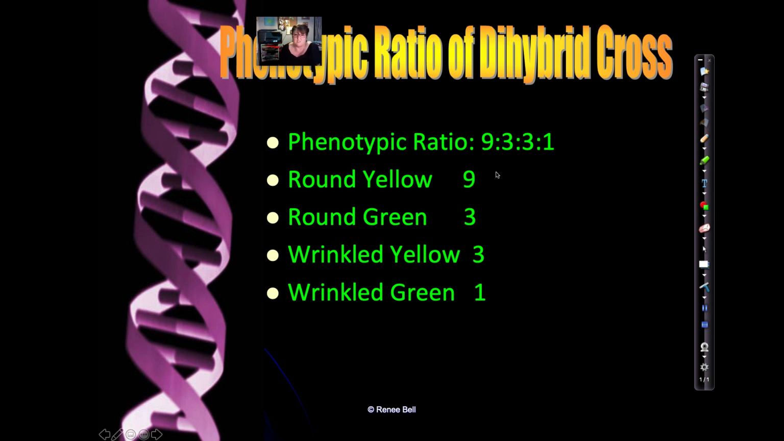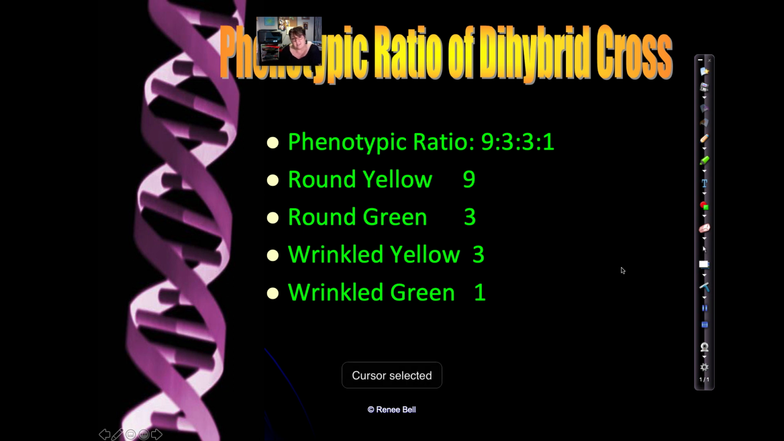Or you can think of these as fractions too. So if they were fractions, they would be 9/16, 3/16, and again 3/16. And then finally at the bottom, we've got that 1/16. And if you add these numbers up, they're going to come up to be 16 of 16. So we've accounted for all our squares.